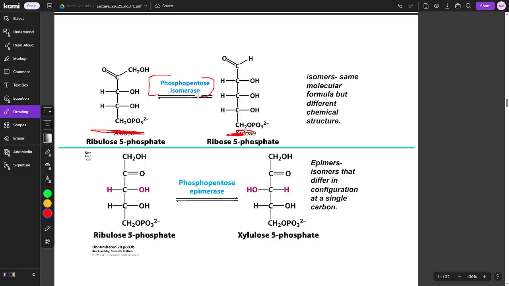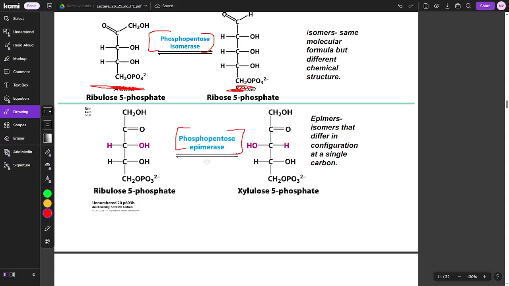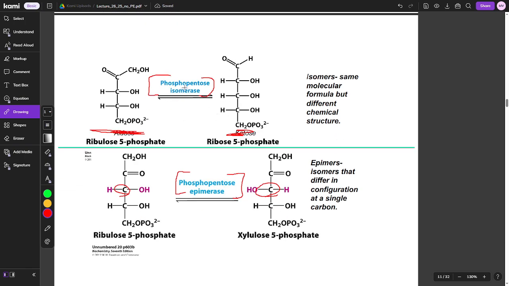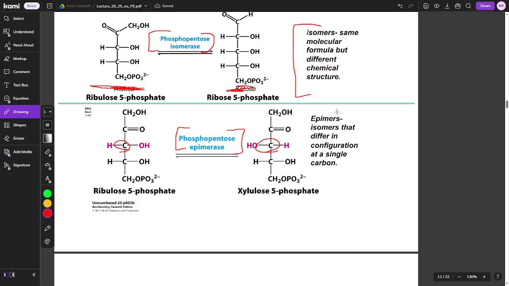So phosphopentose isomerase and phosphopentose epimerase is a form of isomerase, but all the epimerase does is it changes one of the carbons, right? It just changes one of the carbon's chiral centers. It does not change anything else. This is different from isomerases because isomerases kind of change the whole molecule around, but epimerases only change one chiral center.